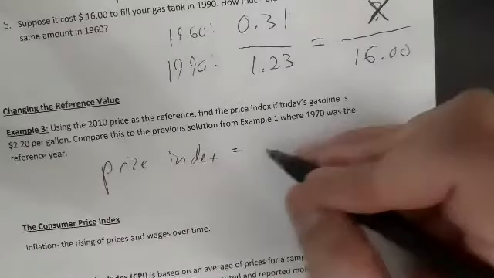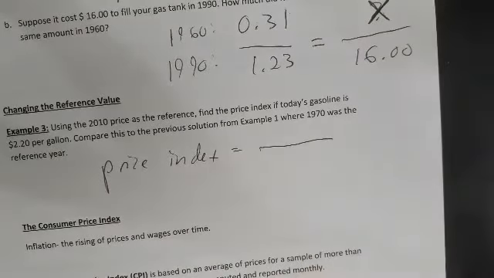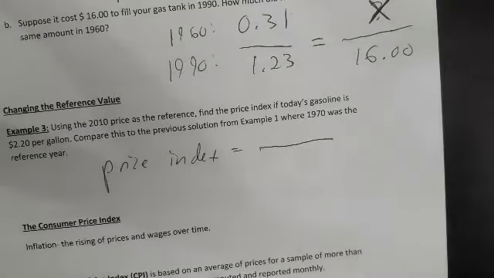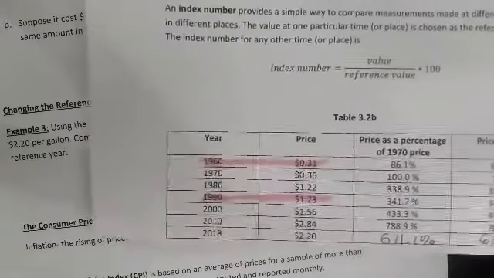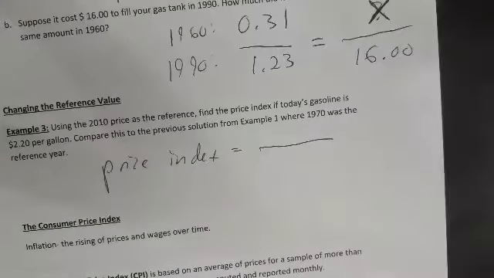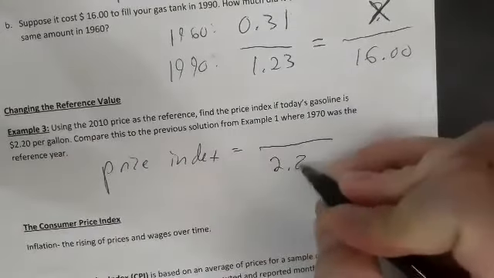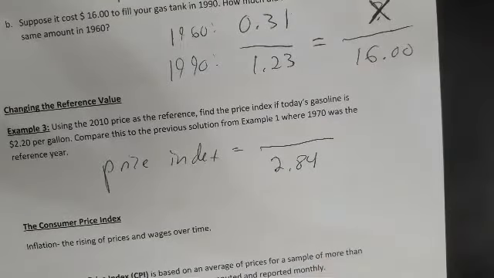They tell us what to put on the bottom. Our reference value should be from a table, so we're going back to look at that table once again. They want the 2010 price, which is $2.84. The value that we want to compare is the $2.20 per gallon.